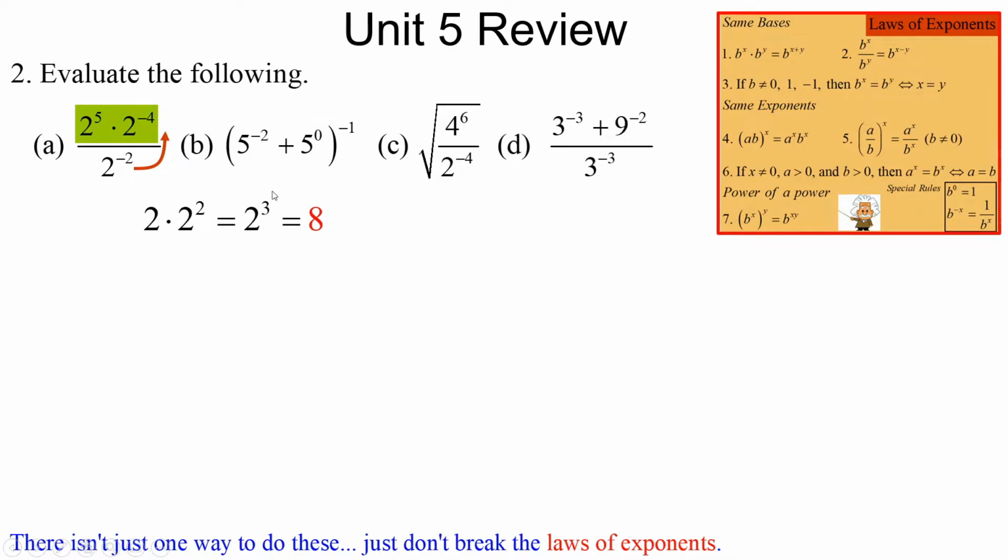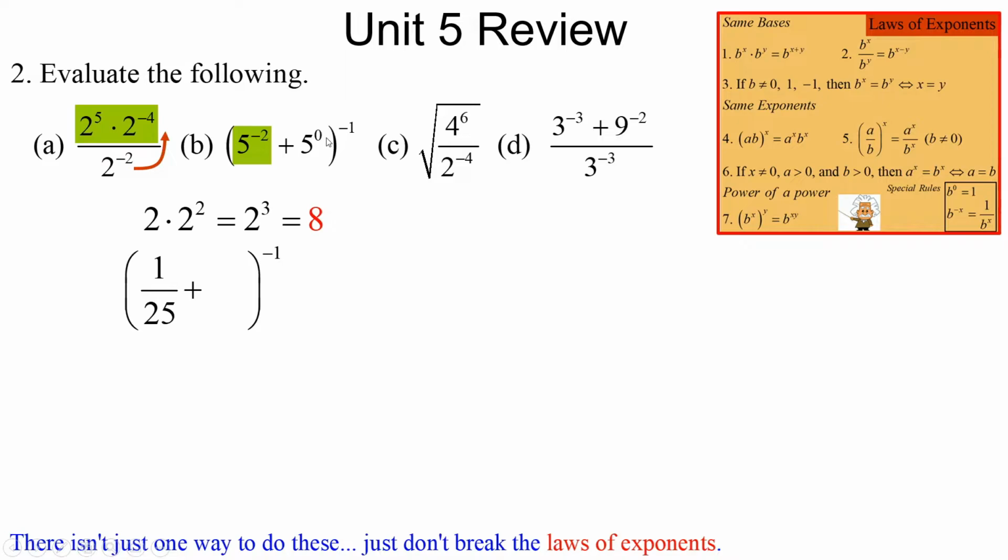Now, part B. Man, negative exponents all over the place, but the key is when I have grouping symbols with a negative exponent outside the grouping symbols, I always know I need to somehow make whatever is within the grouping symbols one fraction that I can take the reciprocal of to drop my negative on the outside. So let's see if we can make 5 to the negative 2 plus 5 to the 0 into one fraction. And you all agree that 5 to the negative 2 would be 1 over 5 squared, which I'm going to write as 1 over 25.